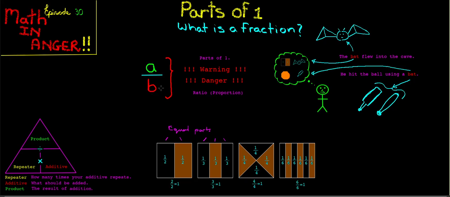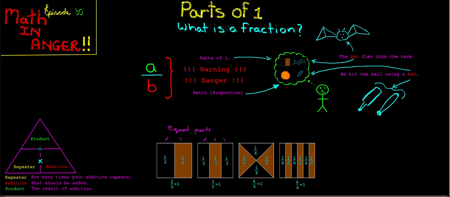This particular way in which we are writing things, with a line and something underneath it, is used to communicate several different ideas. Here are just two of them: parts of one, and ratios or proportion.